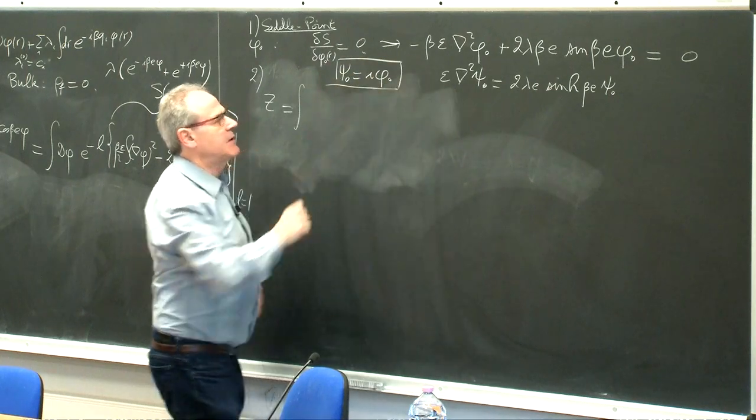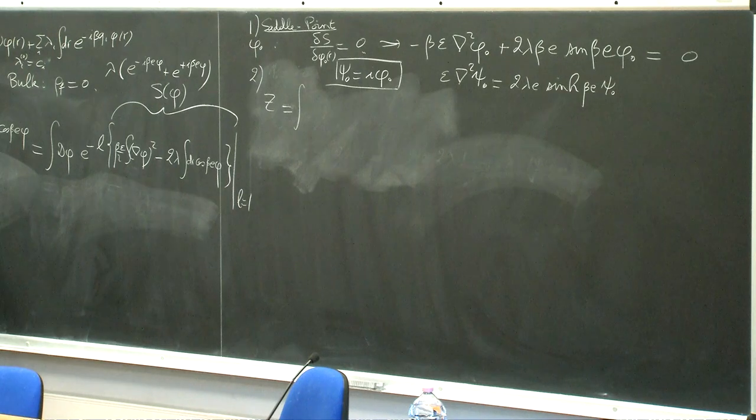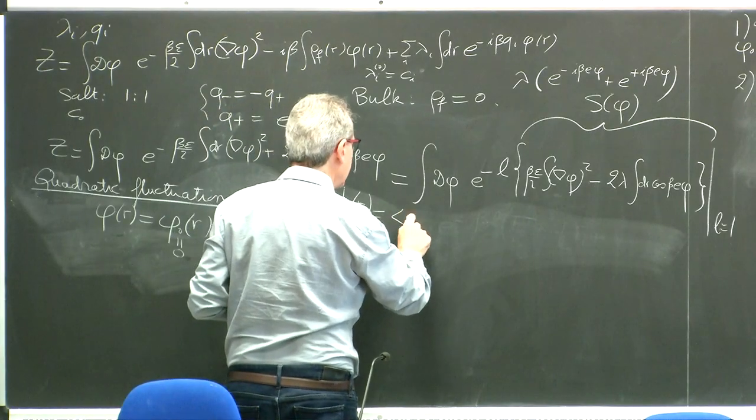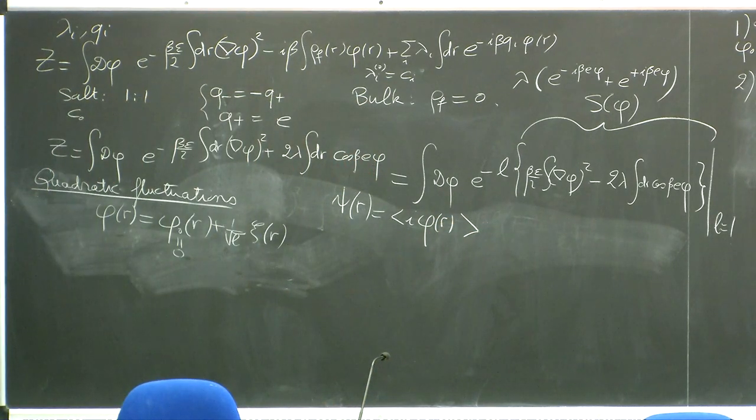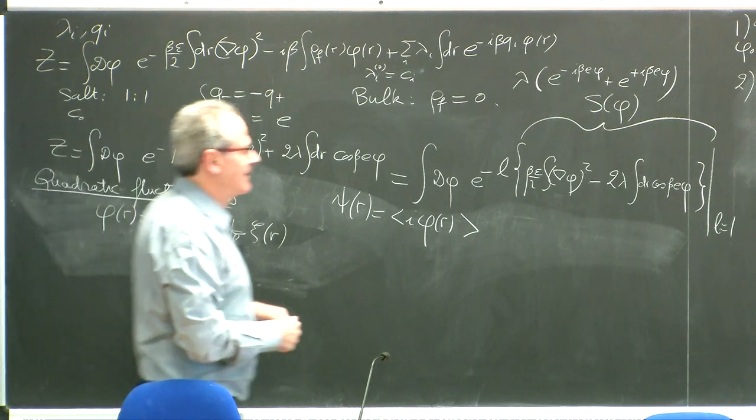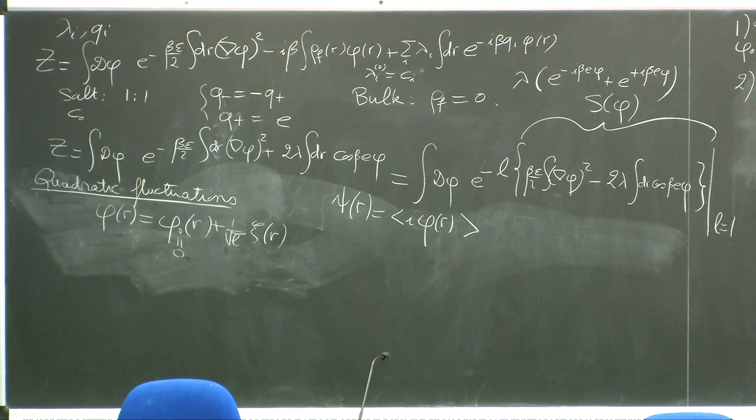This is because we saw that the electrostatic potential is related to the integration field by, in all this formalism, the real electrostatic potential, which I write psi, is the expectation value of i phi. Now, because you see, if you multiply this equation by i, so i phi zero is psi zero. And i sine beta e phi is sinh beta e phi. Right?